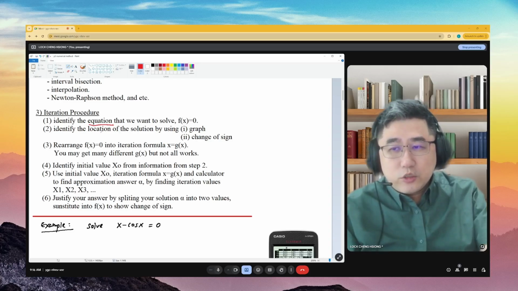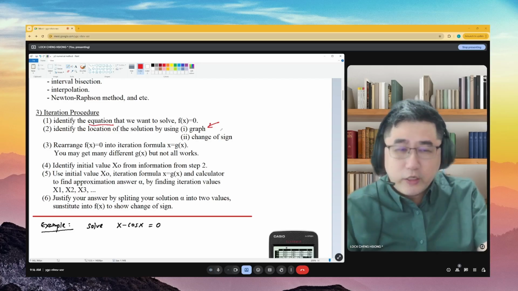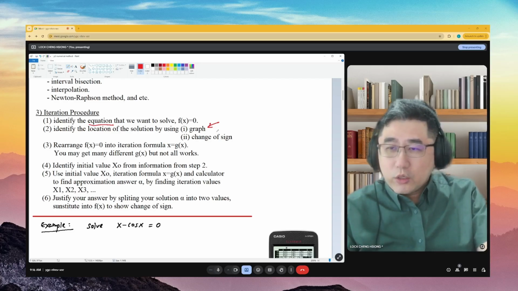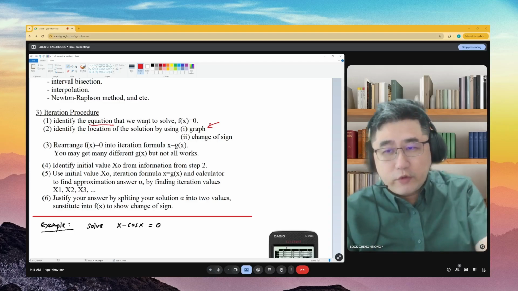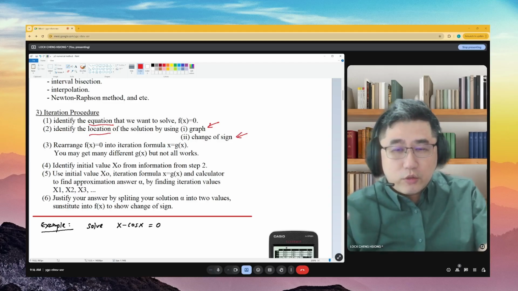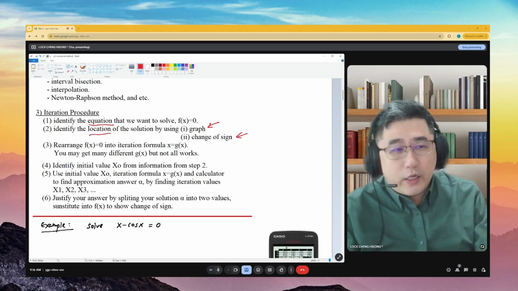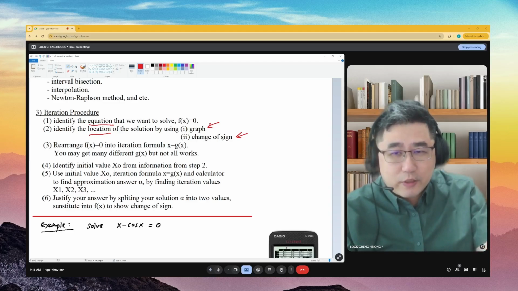Step two, identify the location of the solution by using a graph. That means it may involve any graph that you have done before in P1 or P3. Or maybe we can identify the location by using change of sign. I will explain further when I use an example, and show you what exactly is meant by change of sign.